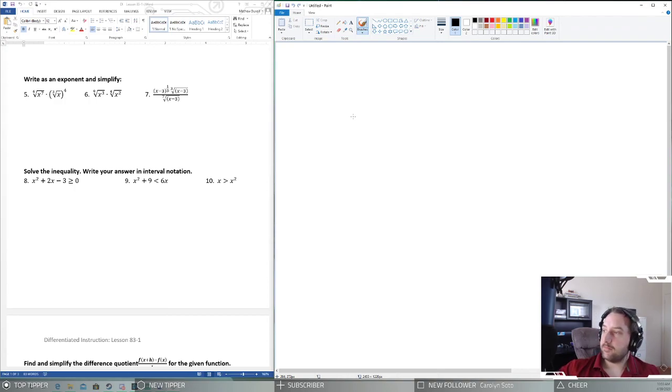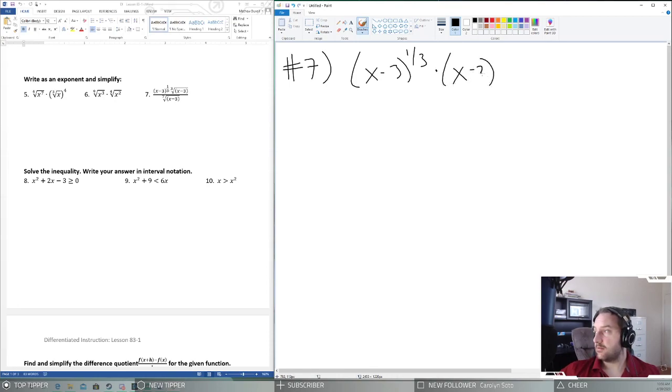Let's look at number 7. So we're going to have x minus 3 to the 1/3 times, now converting that second piece into an exponent, that is also going to be x minus 3 to the 1/3, and it's over, converting that into an exponent, x minus 3 to the 1/7. The root always goes in the denominator, the exponent goes on top.